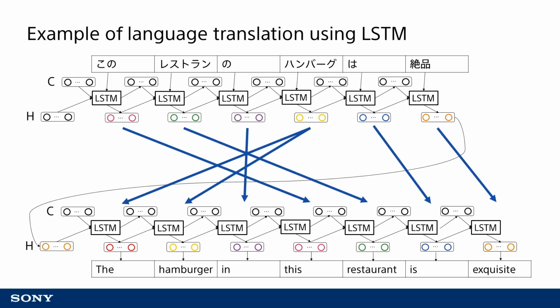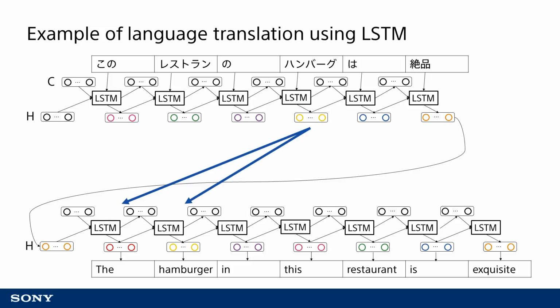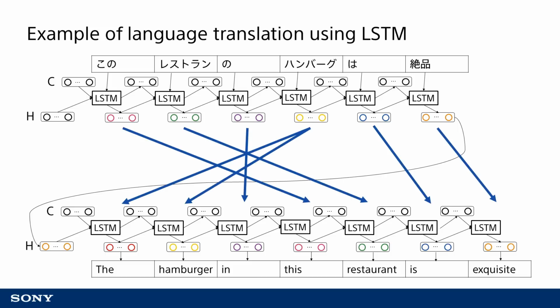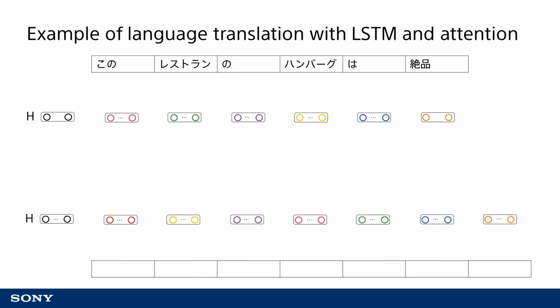In translating this sentence, for example, first we have the subject, which is hamburger. Then we have the Japanese for "in this restaurant," which has not been translated yet. As the process continues in this way, the sentence is translated more accurately by linking each word in the source to a word in the target.